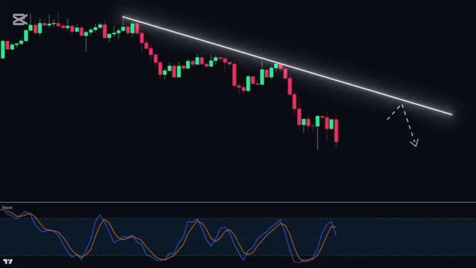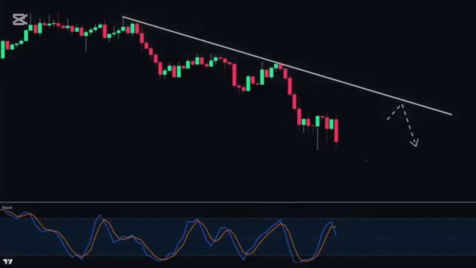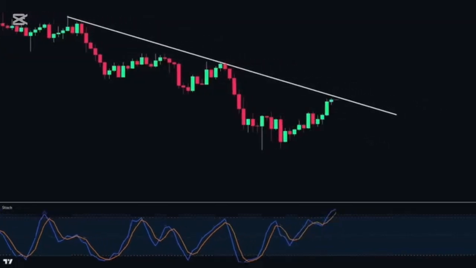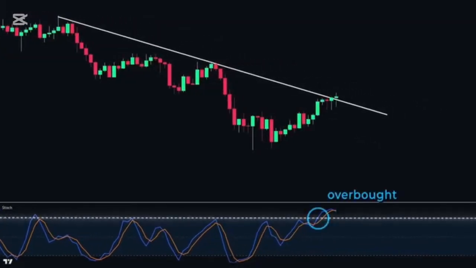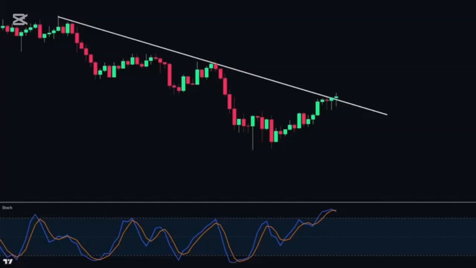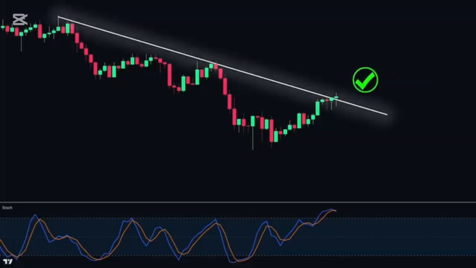That's why we only draw the trend line above and didn't need to draw the one below. Next, we wait for price to approach the trend line while the stochastic crosses the overbought line. Now, in this example, notice that the price didn't touch the trend line perfectly and instead slightly broke above it. However, this still counts as a valid setup because it's still within the trend line zone.